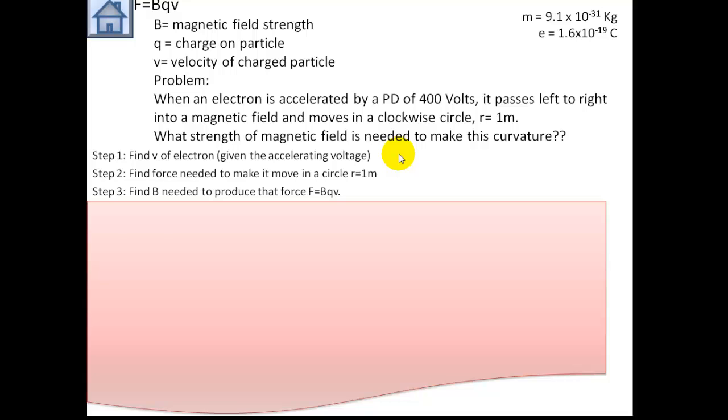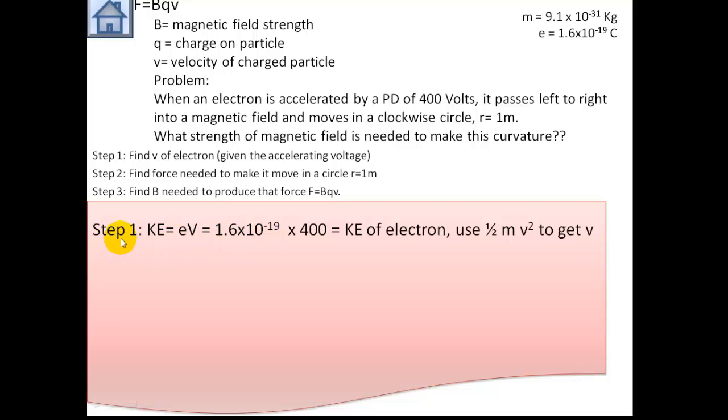The hints are as follows. Now, step 1. You may know that the kinetic energy is equal to the voltage times the charge. If you haven't studied the electricity topic yet, then you won't know this, so I'm telling you this for free. So the kinetic energy is 1.6 times 10 to the minus 19, because it's the charge on an electron, times the volts. This gives the kinetic energy of the electron. Then we have to use a half mv squared to find v. Once you know v, you know the mass, you know r, you can work out what the centripetal force will be.